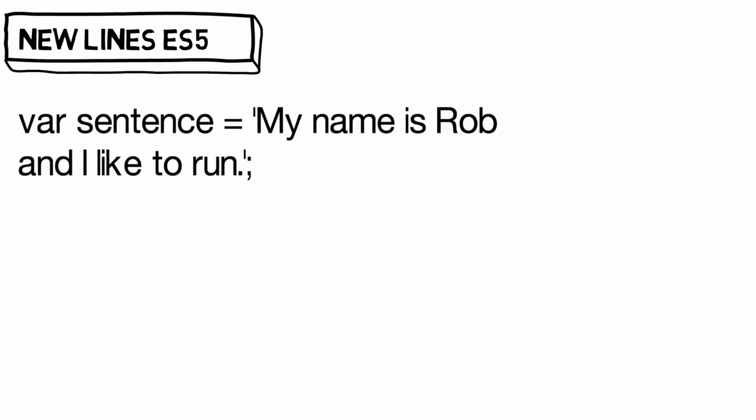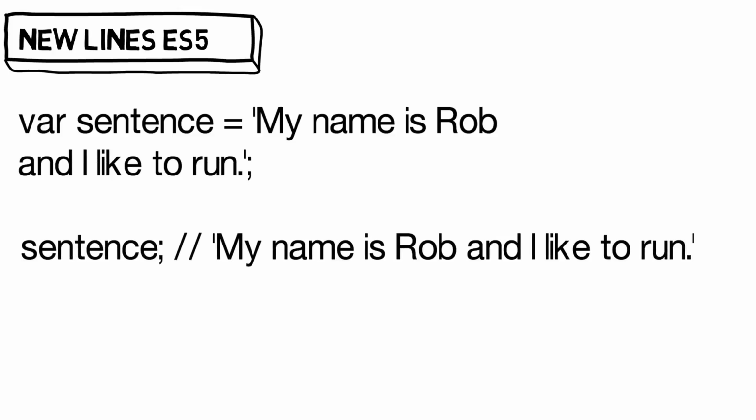In ES5, suppose we had this line of code. We declared a variable called sentence and assigned it a value of a string. After the word Rob, we hit the return key on our keyboard, moving to a new line. However, when the JavaScript engine interprets it and we log to the console our results, we have the whole string on one line.